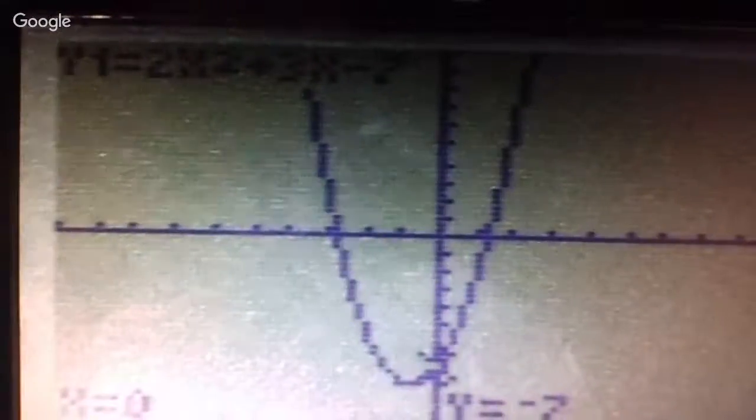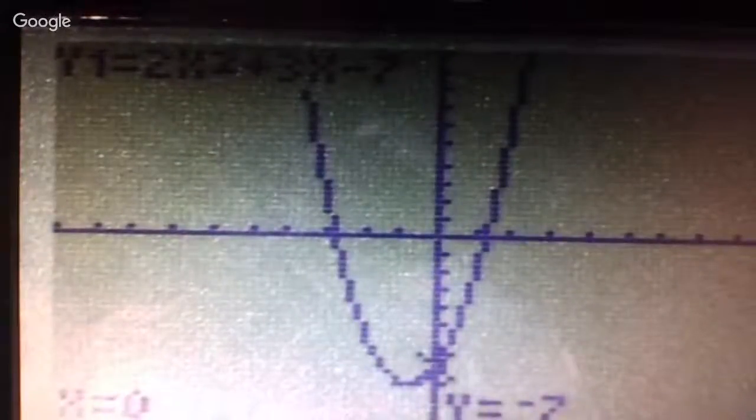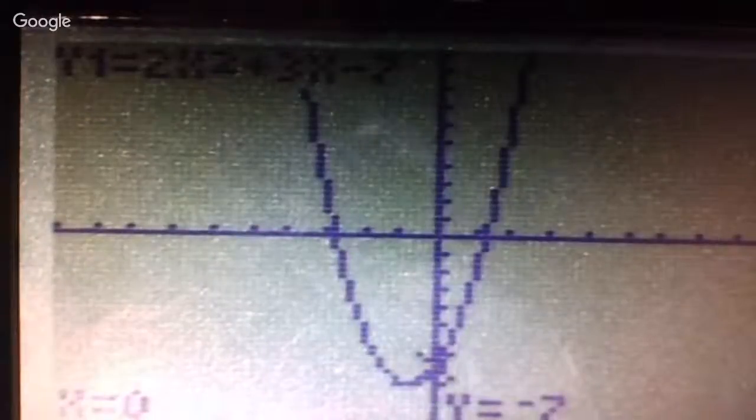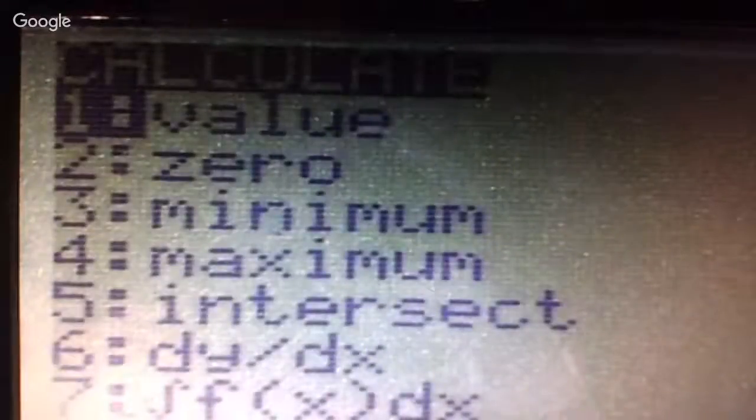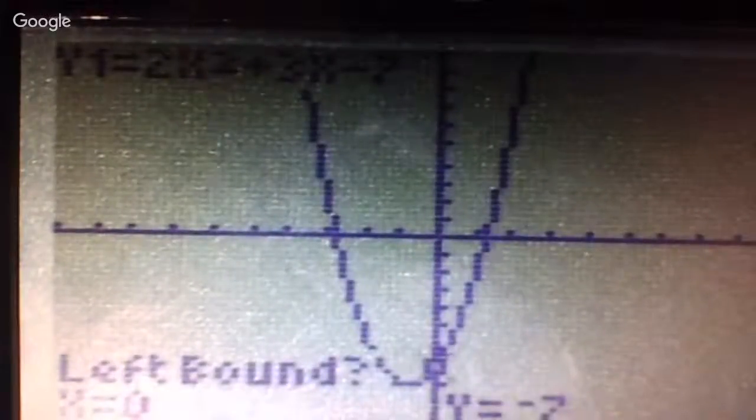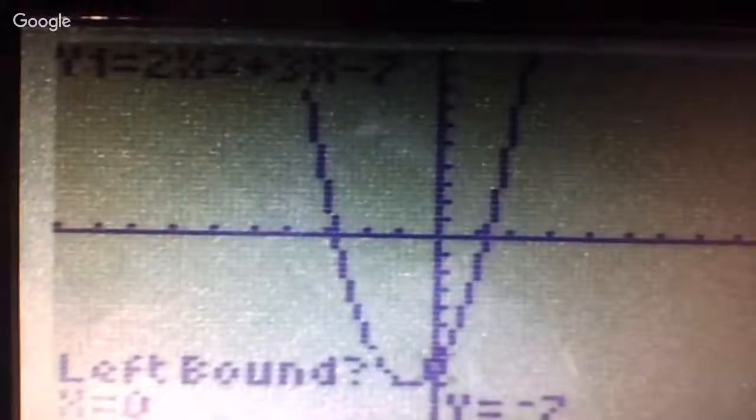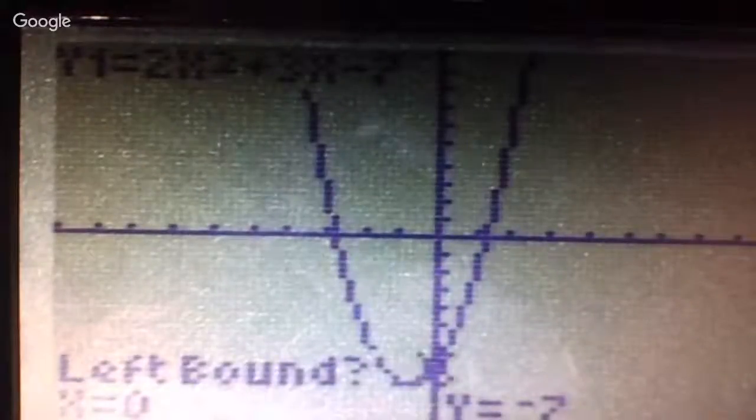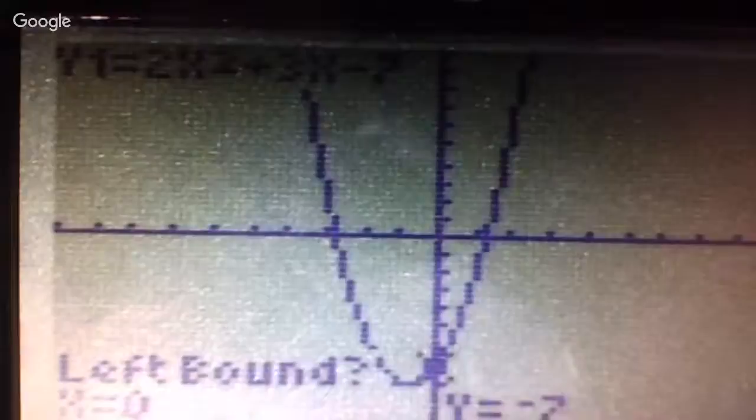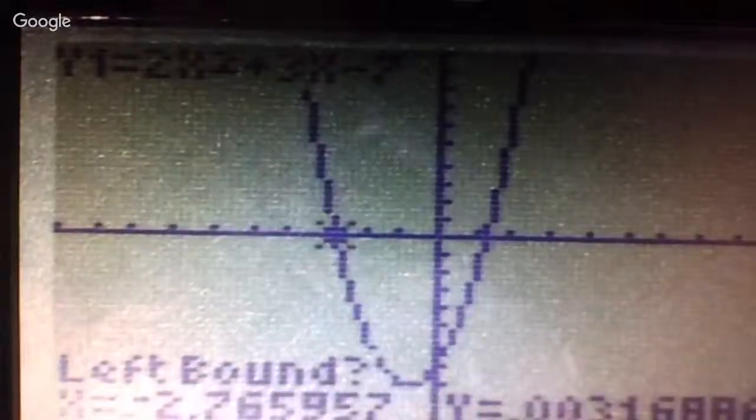Back to here. How many roots did you say I should have? 2. Okay, we need to find these separately. So we're going to go back to second trace. What's another name for a root? Zero. So we want choice number 2. Do we want to find this one first? Yeah, that one. Just like you did with the vertex, it's the same thing except you chose zero instead of minimum. So use the left arrow and move this dot as close to that as possible.